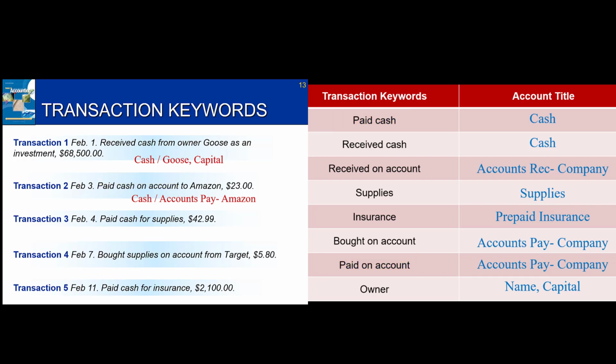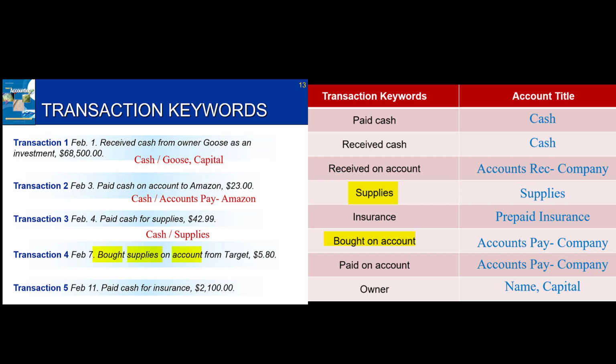In transaction 3, it says paid cash for supplies. These match up perfectly under those asset accounts. I've got cash and I've got supplies. Transaction 4 says I've bought supplies on account from Target. So right away I see supplies, so I've got the account title of supplies.